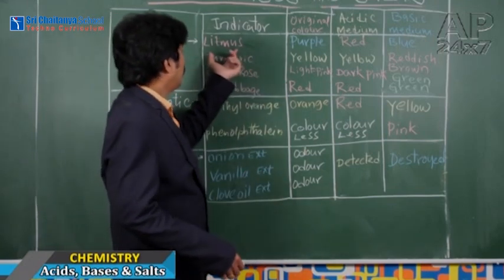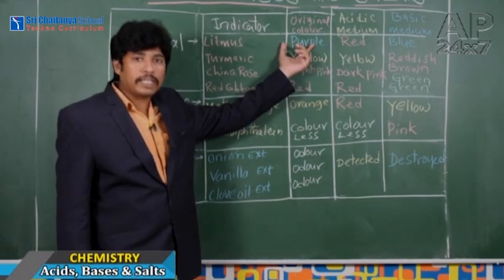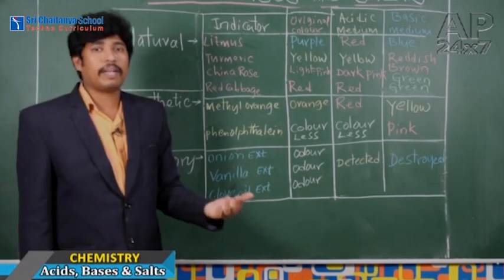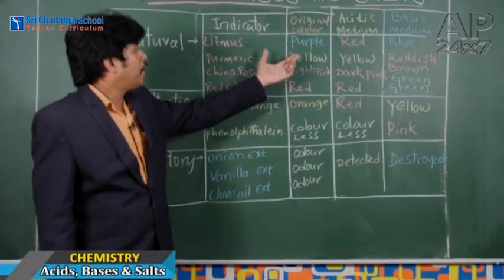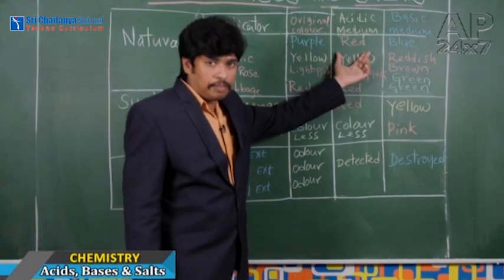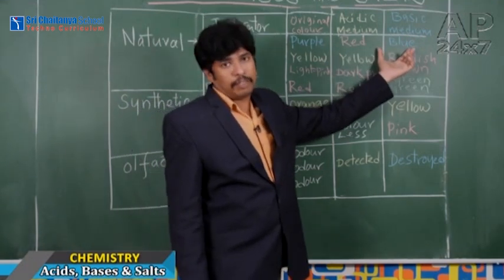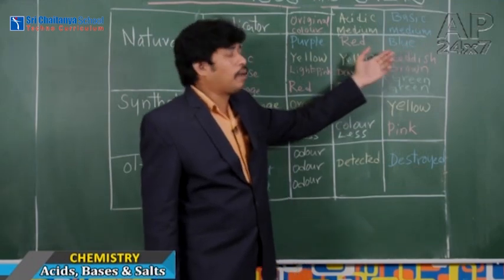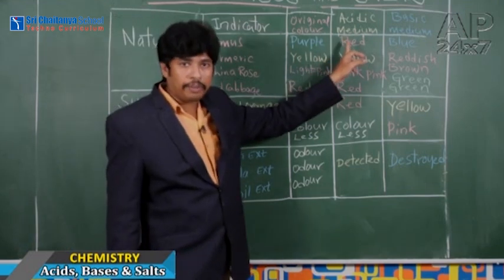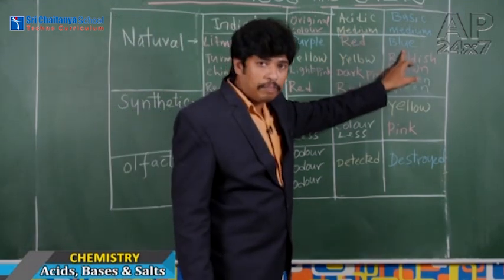So here litmus indicator, originally it is purple, but in commercial aspects it is available in the form of red litmus as well as in the blue litmus form. If I dip a blue litmus in the acidic medium, red color is observed, and in the same way if I dip red litmus in the basic medium, it turns to blue. So now what we can conclude here is, litmus indicator can produce red color in the acidic medium and blue color in the basic medium.